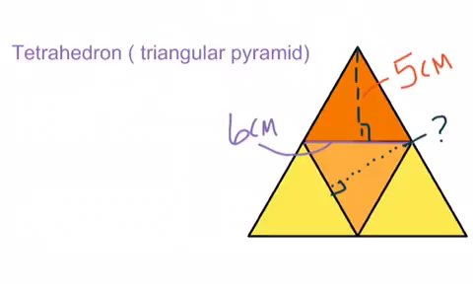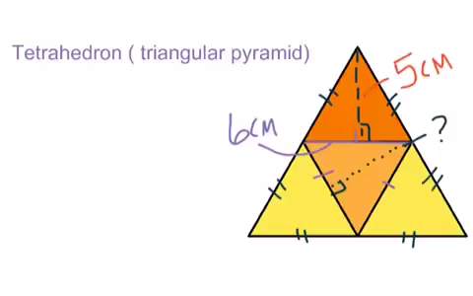So right here is a tetrahedron, which is a triangular pyramid. We're going to do this one using the dimensions here. In a tetrahedron, all of the lateral faces are congruent isosceles triangles. The base is an equilateral triangle. So all of these are the same, and then all of these are the same. So keep that in mind.